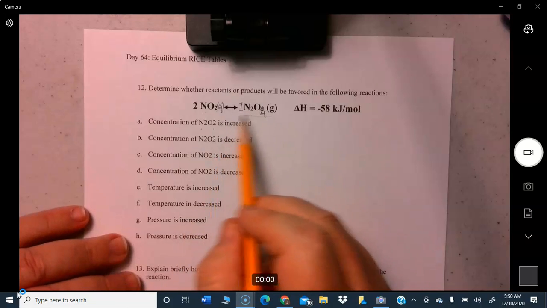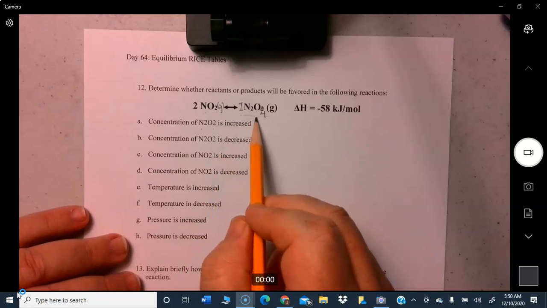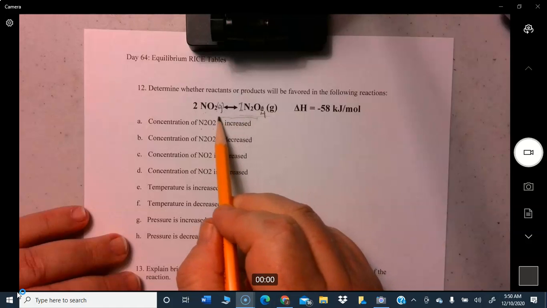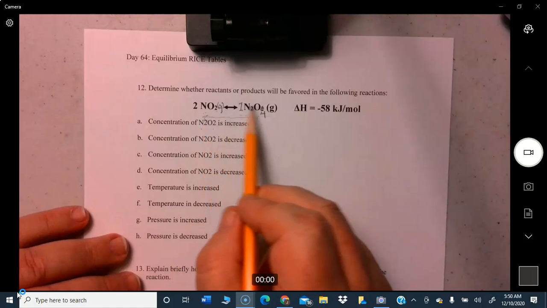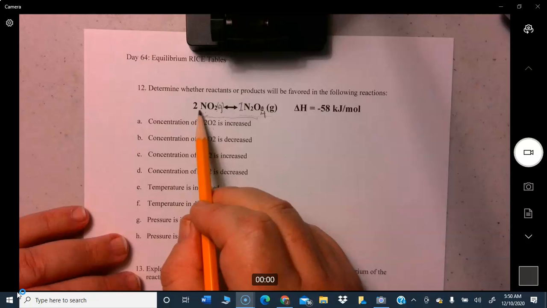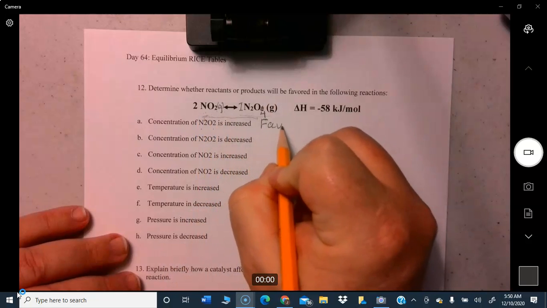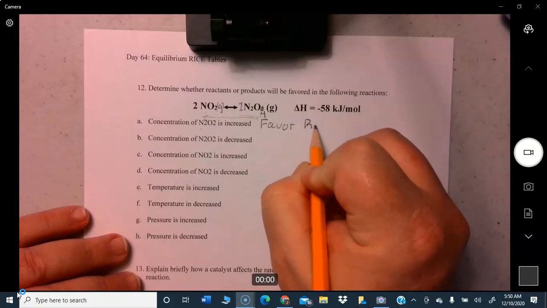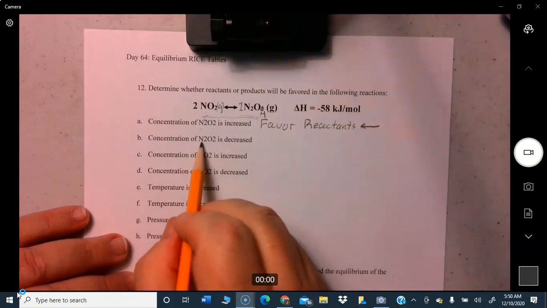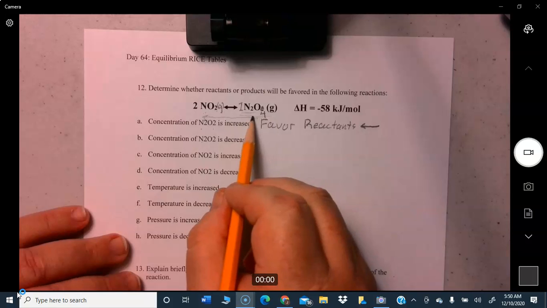You increase the concentration on this side. That's going to throw it out of balance and make it want to go backwards. It's going to want to decompose this and turn into more moles of NO2. So that's going to favor reactants.